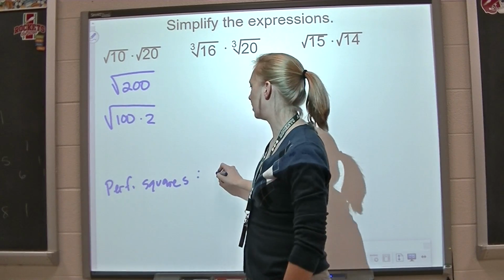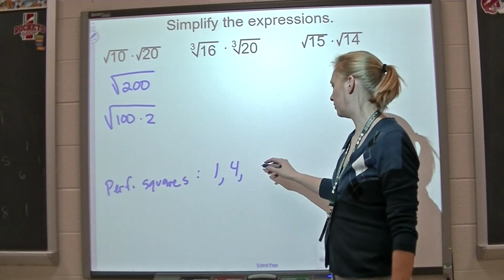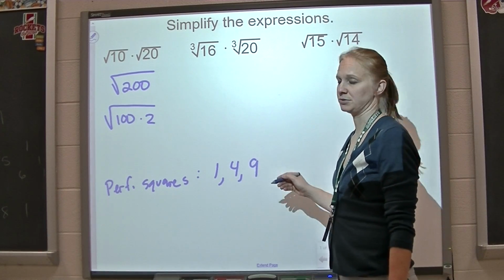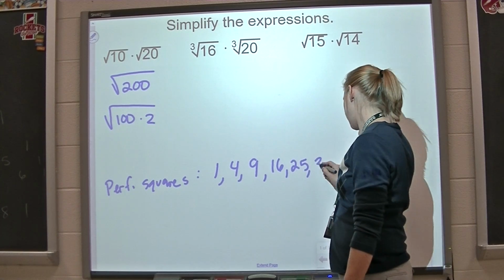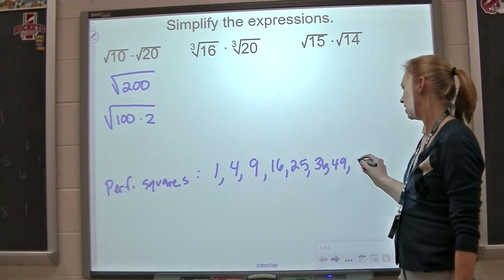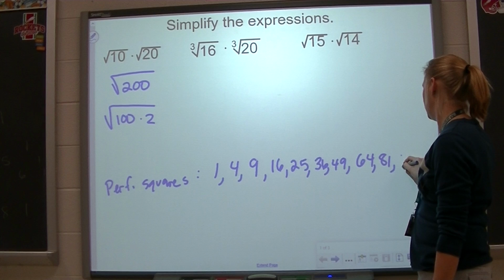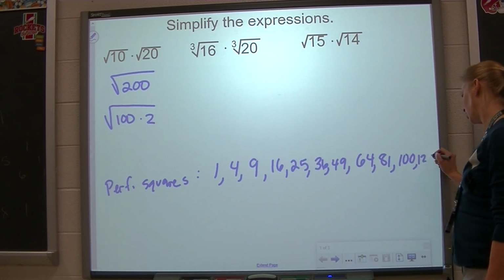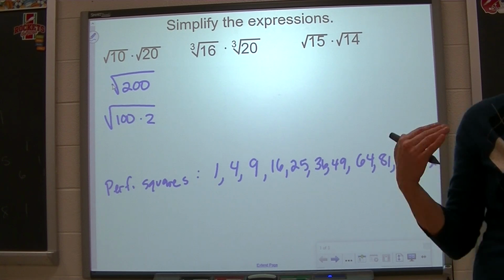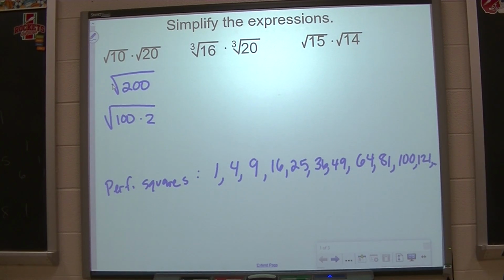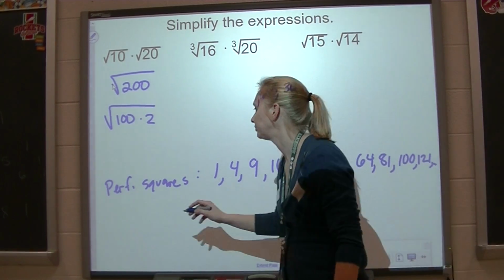Your perfect squares are 1, because 1 squared is 1, 4, because 2 squared is 4, 9, because 3 squared is 9, and so 16, 25, 36, 49, 64, 81, 100, 121, etc. I can keep writing, again, to infinity, because it's whatever squared equals that. So 4 squared, 5 squared, 6 squared, 7 squared, etc.